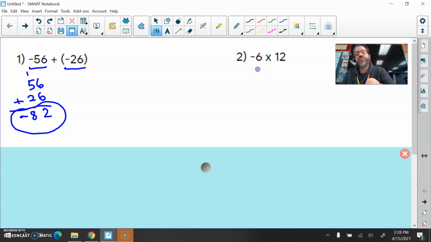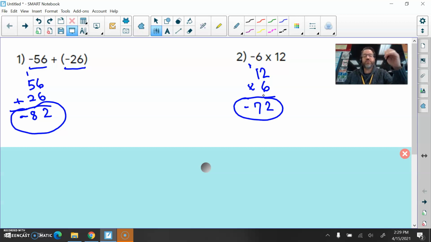So all we need to do is multiply together the absolute values of these numbers, 12 times 6. Just ignore the signs right now and multiply these together. 6 times 2 is 12, carry the 1. 6 times 1 is 6, add 1, that's 7. And since we have one negative sign in our original problem, we will get a negative result here. Negative times positive will give you a negative result. So if the signs are the same, you look for the sum when you're adding. Here we're multiplying and we only have one negative sign, so we get a negative answer.